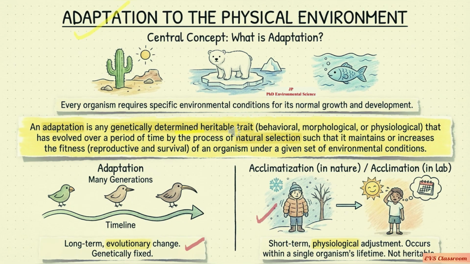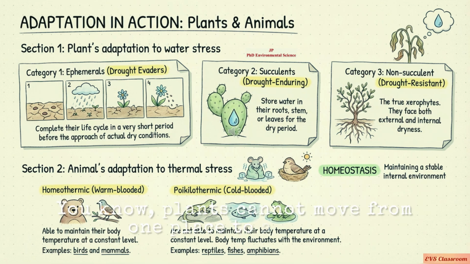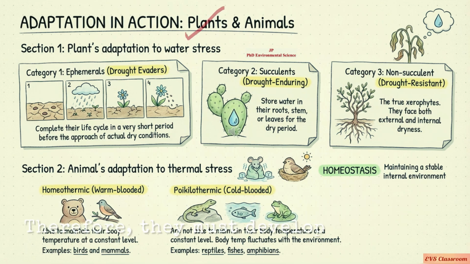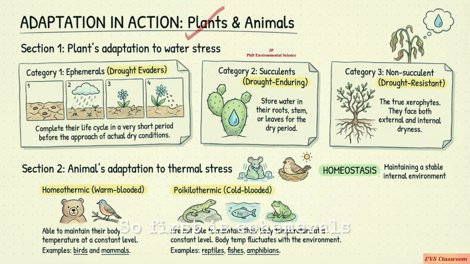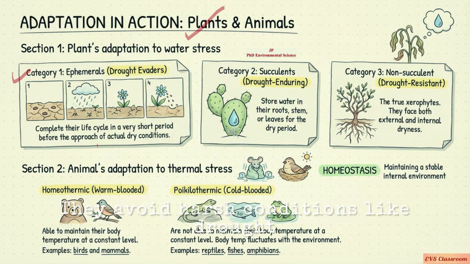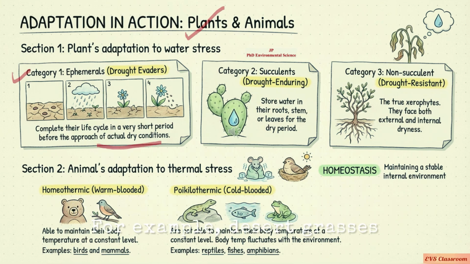Adaptation in action. First is plant adaptation. Plants cannot move from one place to another. Therefore, they must develop structural and physiological adaptations to survive in difficult environments. First are ephemerals. These are plants that complete their life cycle in a very short time. They grow, flower, and produce seeds quickly when water is available. After that, they die, leaving seeds behind. Why is this an adaptation? They avoid harsh conditions like drought. For example, desert grasses, some weeds after rainfall.